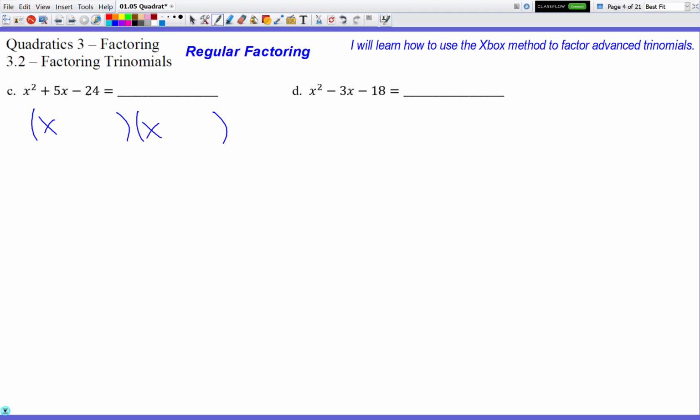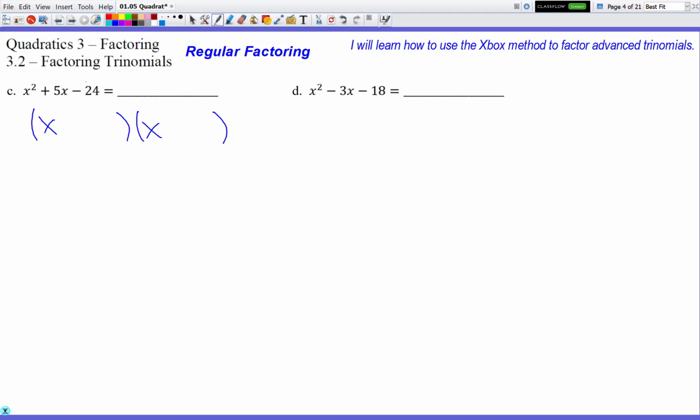Okay, so we can do 1 and 24. No, that's not going to work, right? Because that makes like 23. Because it's negative 24, one guy's going to be positive, one guy's going to be negative. So they're going to decrease when I combine them together. So 1 and 24, that makes 23. That's not going to work.